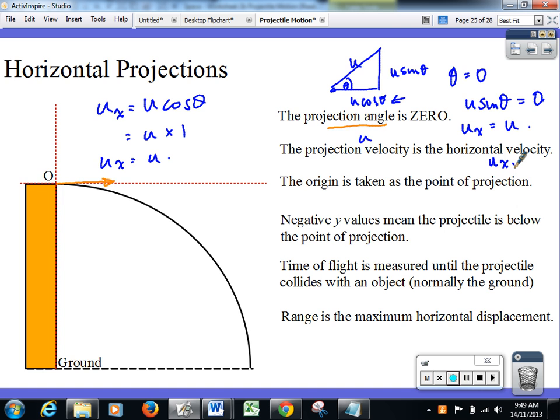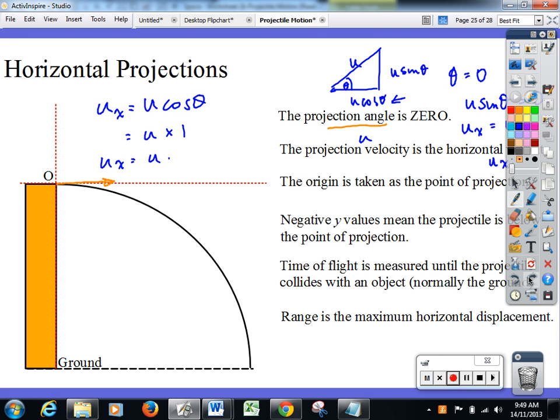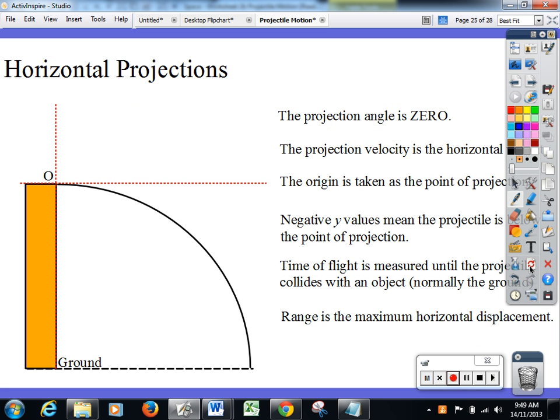So this means that we automatically know some values to start with. So we know that u equals ux. We also know that uy is equal to 0. The initial vertical velocity is 0. When it rolls off the desk, when it is first projected sideways, it's neither going up nor down.